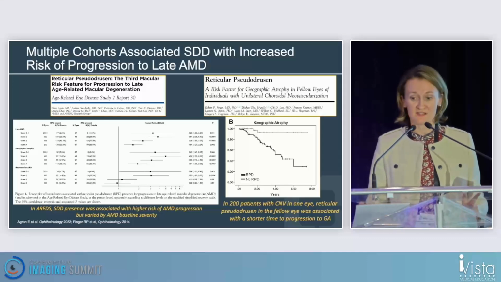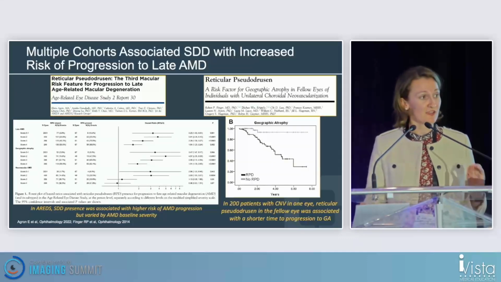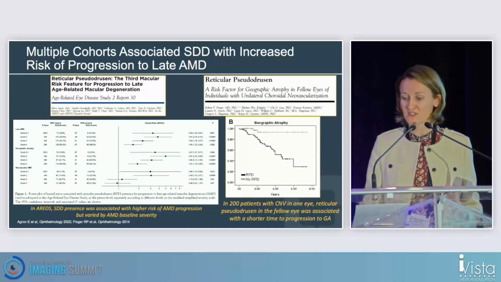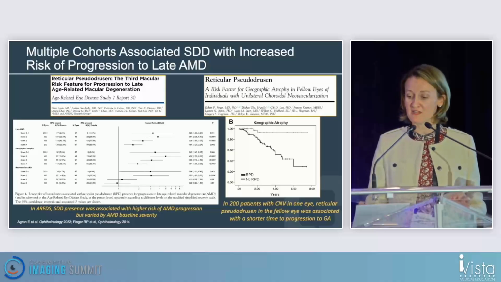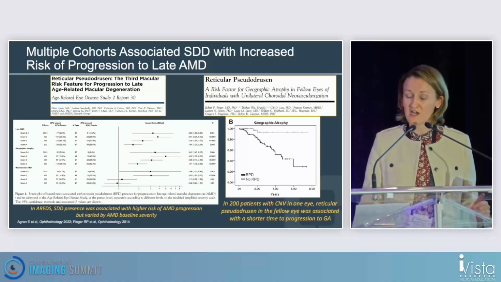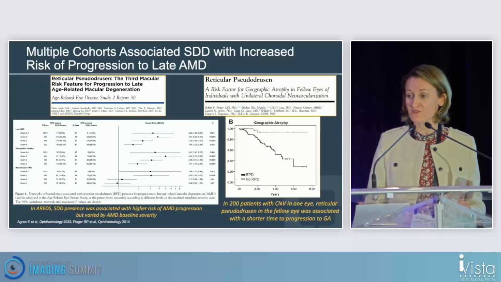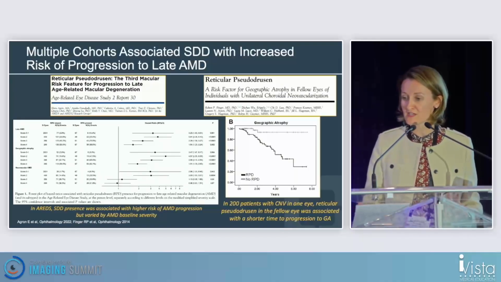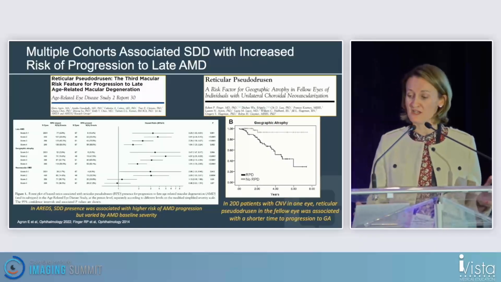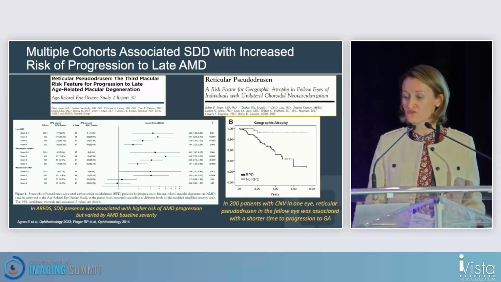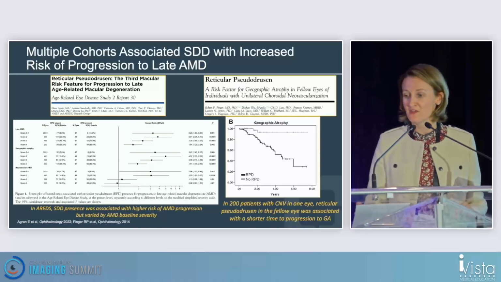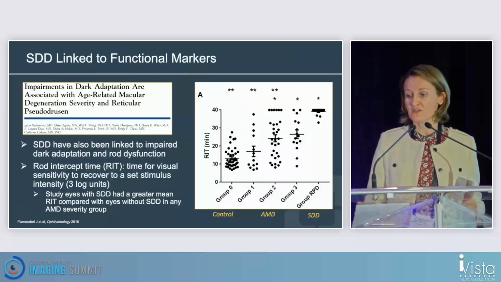The AREDS study was examined, and in the AREDS study, SCD presence was associated with a higher risk of AMD-like progression, but varied really depending on the baseline severity of the disease, and that's shown on the left. And then there are other studies that have also found an association, including on the right by Dr. Finger, looking at 200 patients who had CNV in one eye, looked at the fellow eye, and pseudodrusen was associated with a shorter time to progression of geographic atrophy in that eye. So some of these cohorts have shown an association.